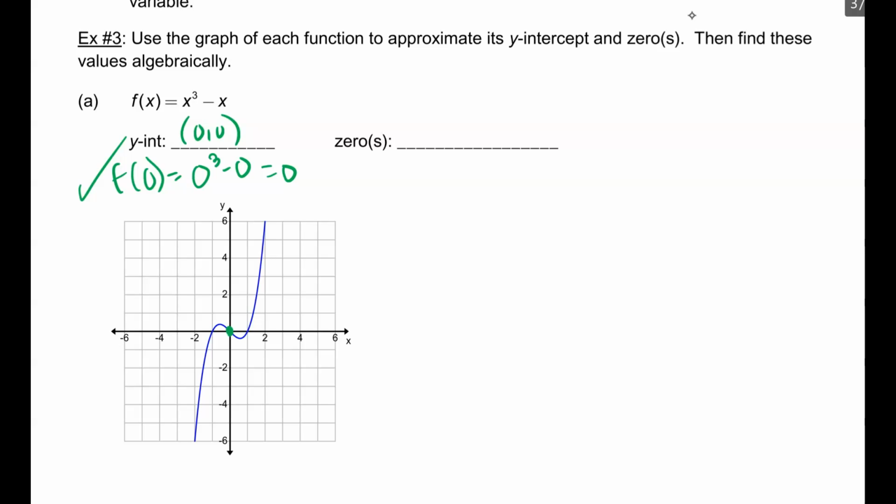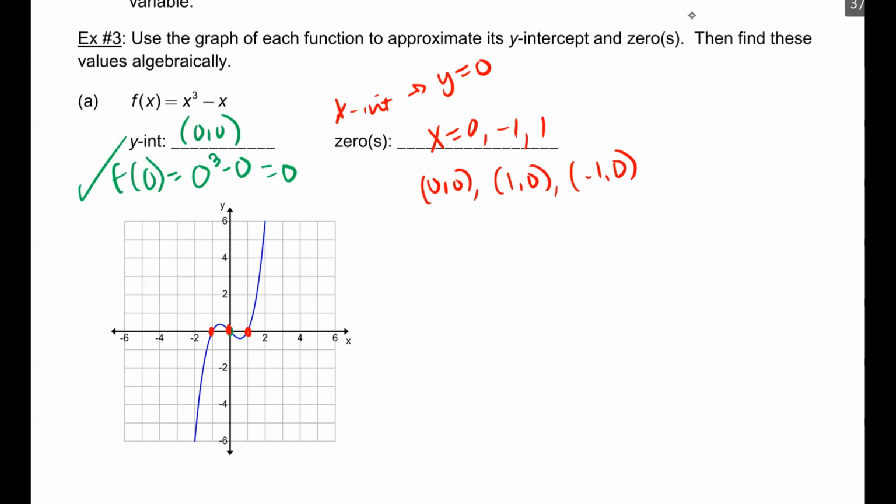Now the zeros, these are another way to say x-intercept. To find the x-intercept, this is where y is equal to 0. It looks like we have 3 of them, at x equals 0, -1, and 1. You can write it like that, or you could write the x, y coordinates: (0, 0), (1, 0), and (-1, 0). Okay, so we need to plug in.